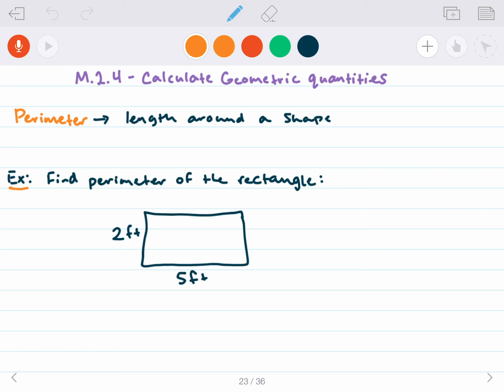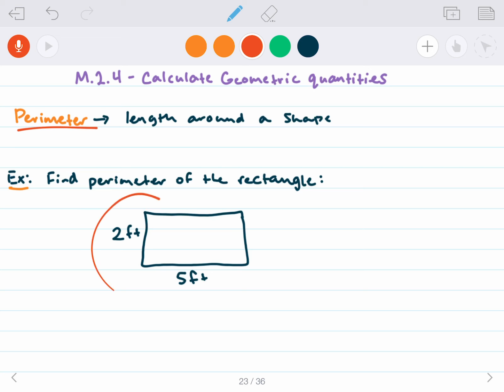I want to now shift the focus over to M.2.4. So this is all about geometry. So the first big definition we need to know is perimeter. And basically all perimeter means is the length around a shape.